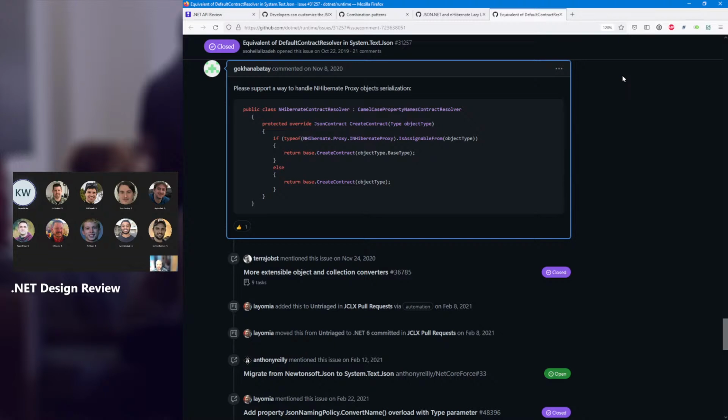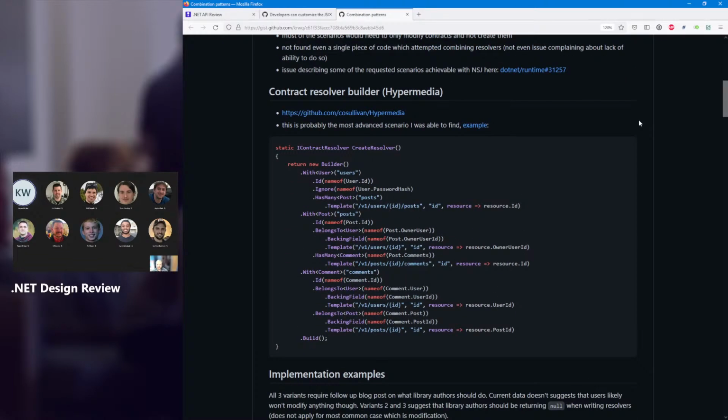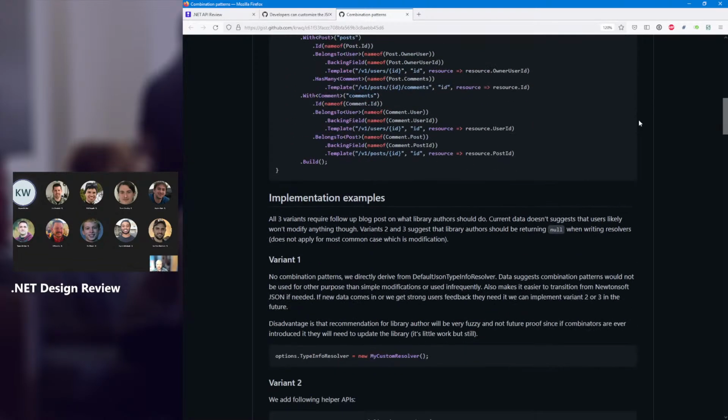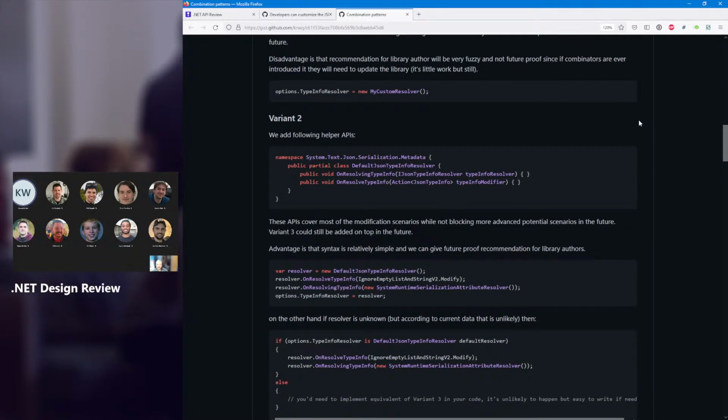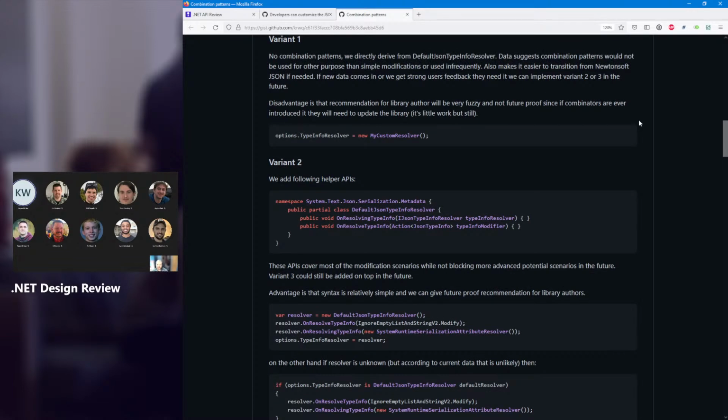This seemed pretty simple, and I didn't find strong enough usage of people needing combining resolvers. So I proposed 3 variants here. If you scroll down, I wrote a couple of samples I found on the internet; basically I found the scenarios people do and I implemented them here. In the first example we don't introduce any combining patterns. You just implement the class yourself and change whatever behavior you need, and that will solve most of the cases I found on the internet.